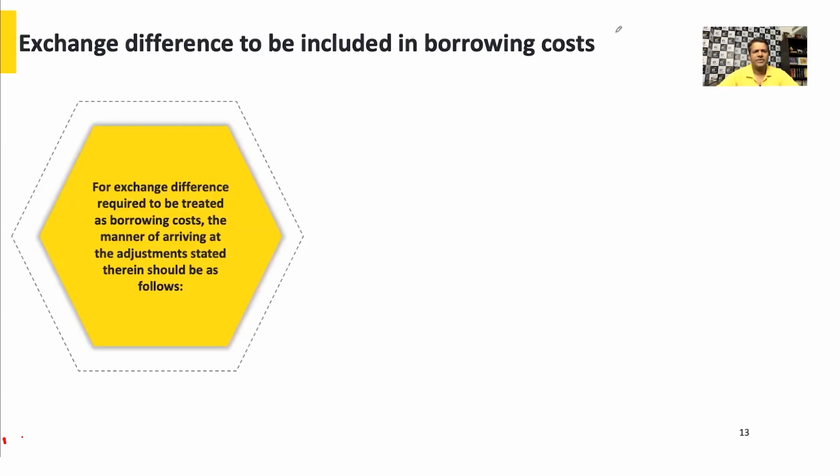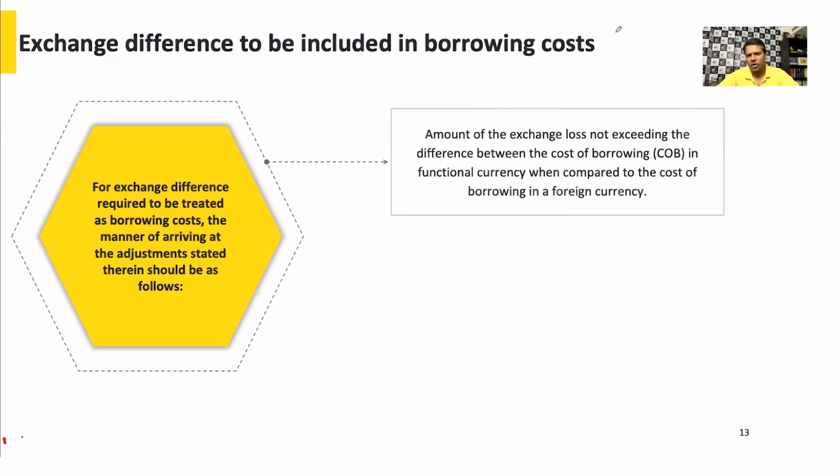So for exchange differences required to be treated as borrowing cost, the manner of arriving at the adjustment stated therein should be as follows: the amount of the exchange loss not exceeding the difference between the cost of borrowing in functional currency when compared to the cost of borrowing in a foreign currency, right?